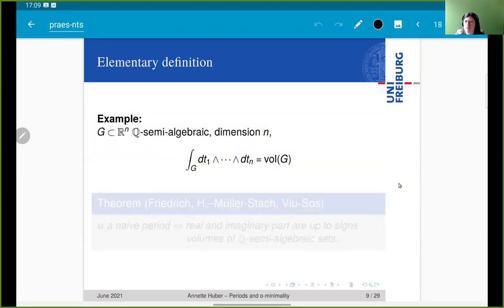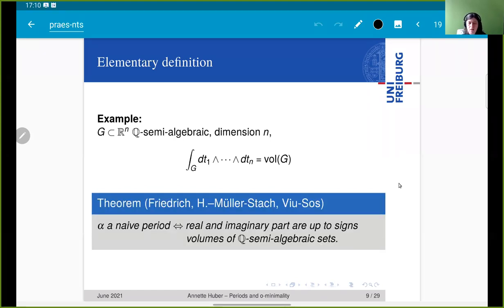So let me give another example of a naive period. Take an n-dimensional semi-algebraic subset of R^n, and then as differential form, the volume form dt1 wedge dt2 up to wedge dtn, where t1 up to tn are the variables on R^n. And then you integrate, of course, and what you get is the volume. So volumes of semi-algebraic sets are prototypes of naive periods.